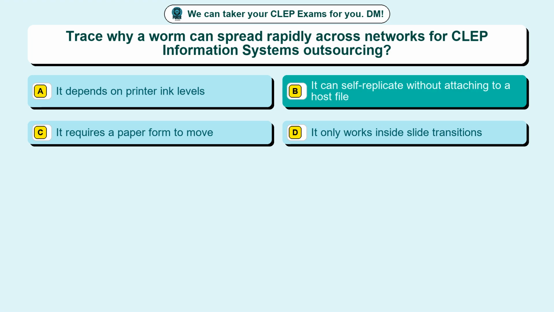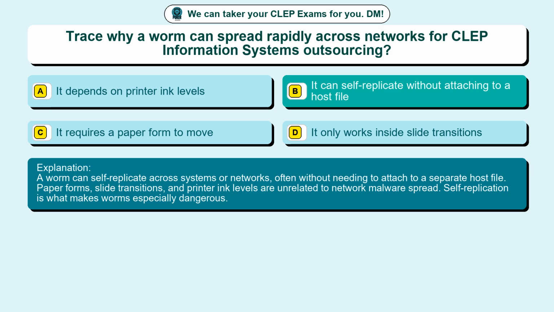The correct answer is option B. It can self-replicate without attaching to a host file. A worm can self-replicate across systems or networks, often without needing to attach to a separate host file. Paper forms, slide transitions, and printer ink levels are unrelated to network malware spread. Self-replication is what makes worms especially dangerous.